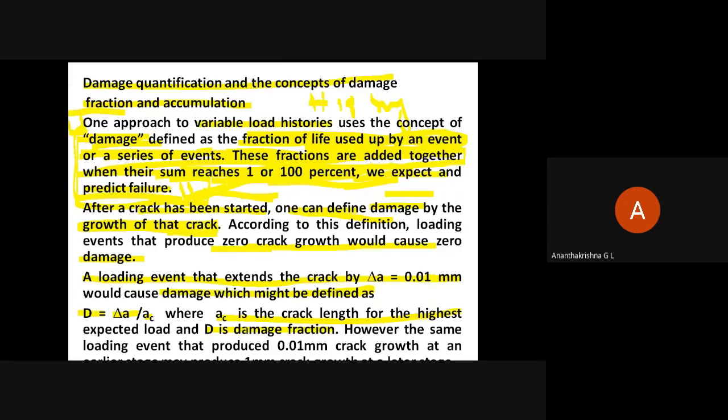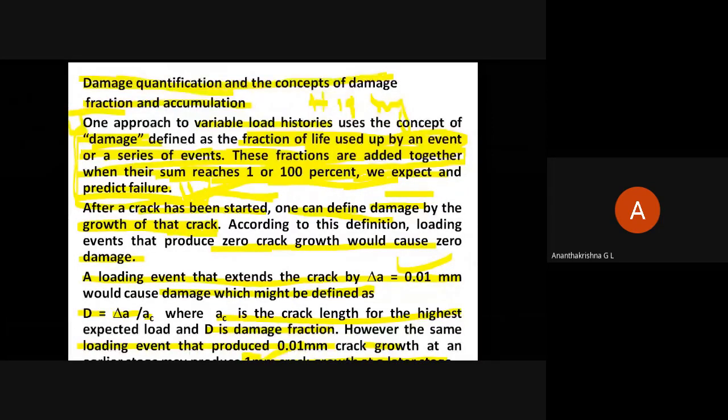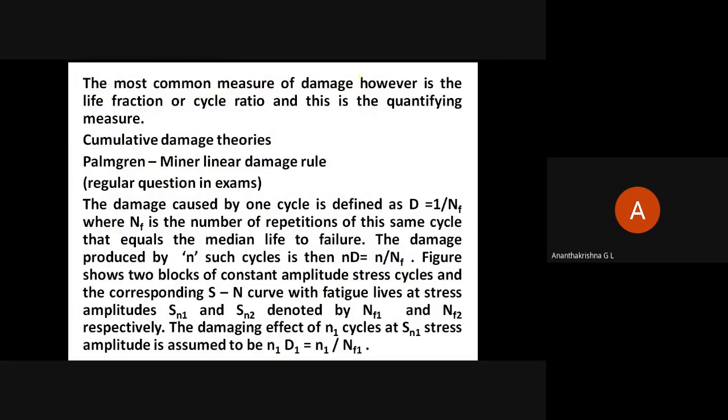However, the same loading event that produced 0.01 mm crack growth at an early stage can produce 1 mm crack growth at a later stage. That is, a 5 Newton load that produces 0.01 mm crack in the beginning can produce 1 mm crack at a later stage. This is damage quantification and the concept of damage. The most common measure of damage is the life fraction or cycle ratio, and this is the quantifying measure.